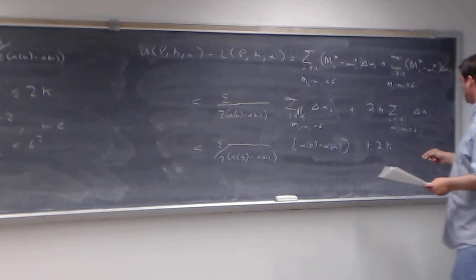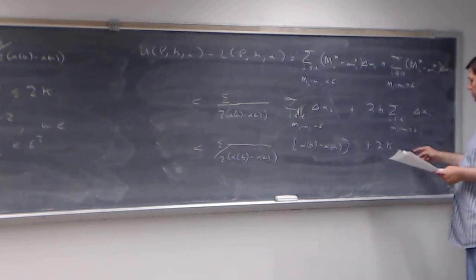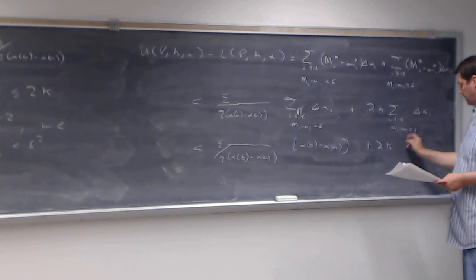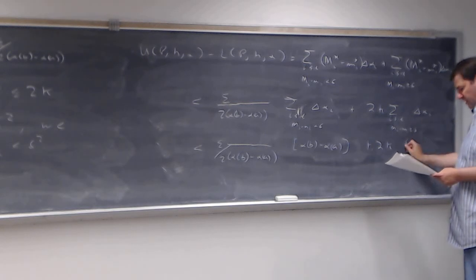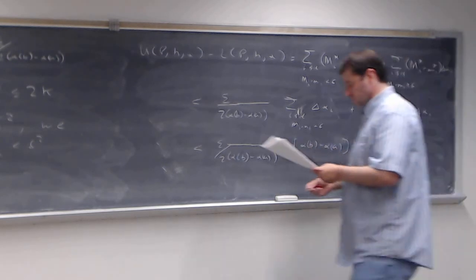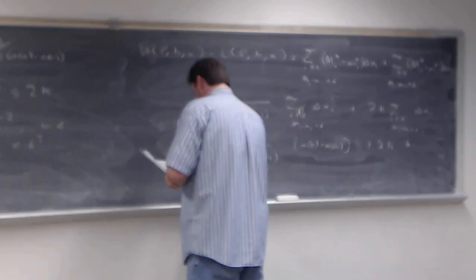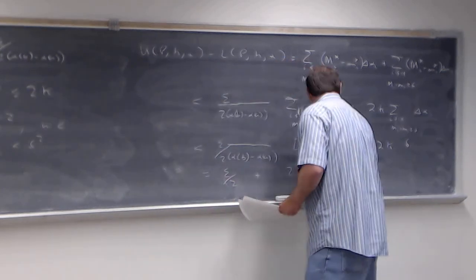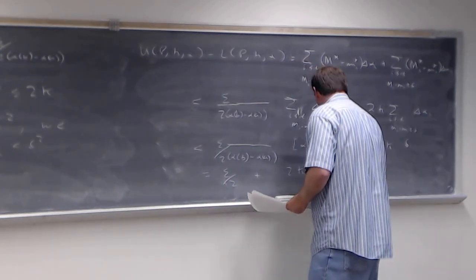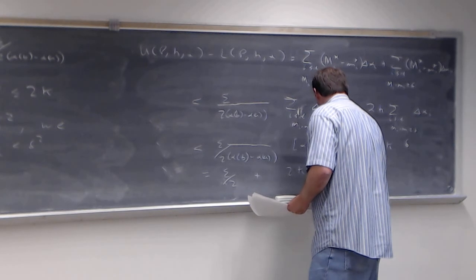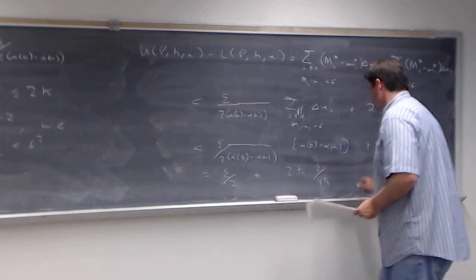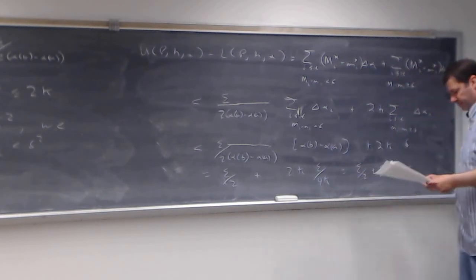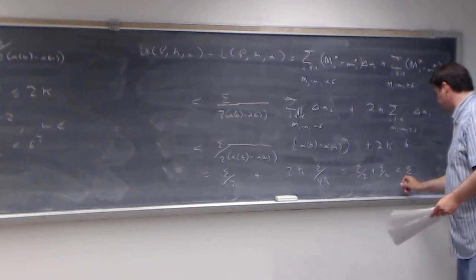Plus 2k, and here, this sum, as we've shown earlier in this proof, on the other board, is going to be replacing this sum. It's going to be less than this delta. So this is going to be equal to epsilon over 2 plus, here, this is 2k, and the deltas we picked such that they were less than epsilon over 4k. And so that's equal to epsilon over 2 plus epsilon over 2, which is less than epsilon. And so that is the proof.